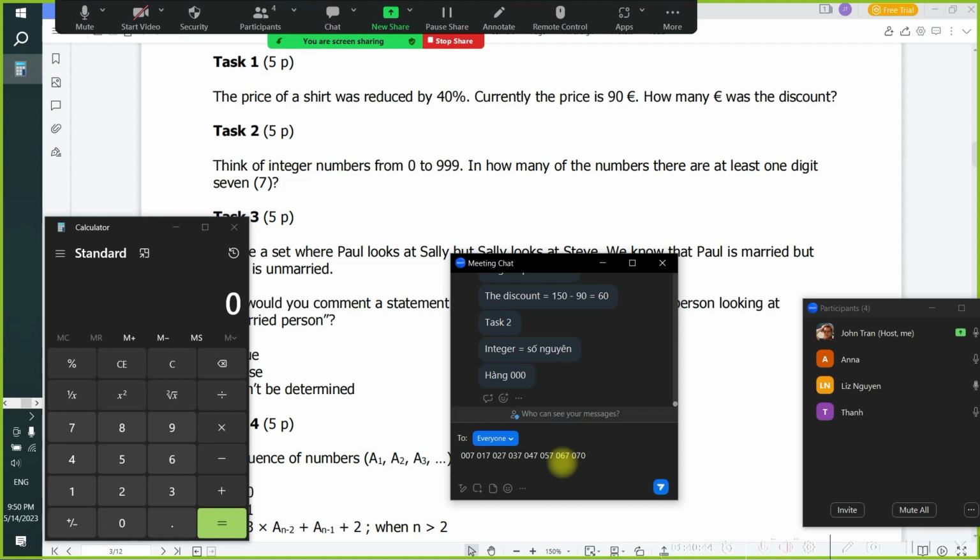Not just 70, there are also 71, 72, 73, 74. So 071, 072, 073, 074, 075, 076, 077, 078, 079, and 080 doesn't count, 087, 097.